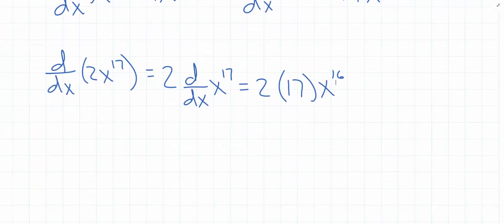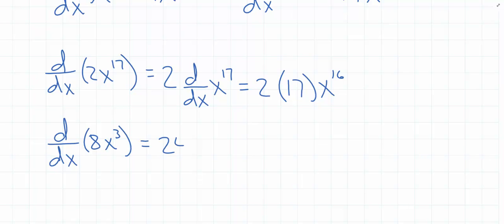You could say, let's suppose I want to differentiate 8x cubed. Well, that would be 3 times 8 is 24x squared. But what you do is you just take that exponent and multiply it times whatever's in front. Typically, there's a 1 in front.